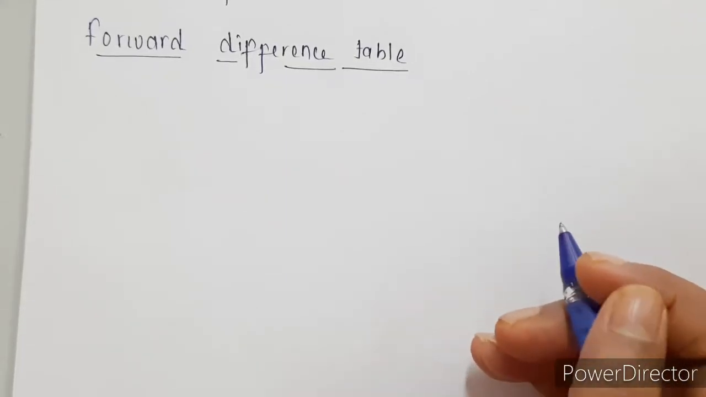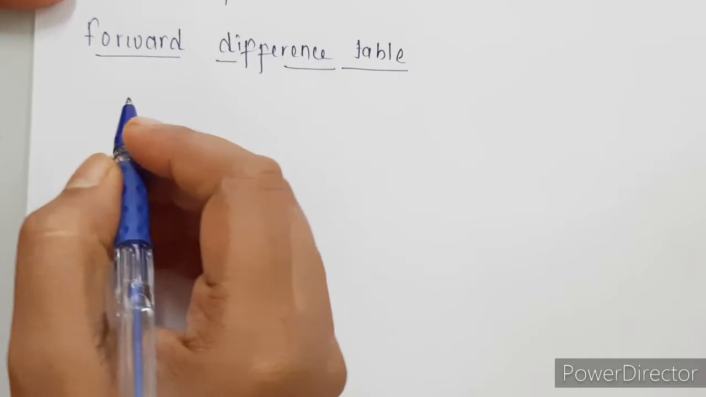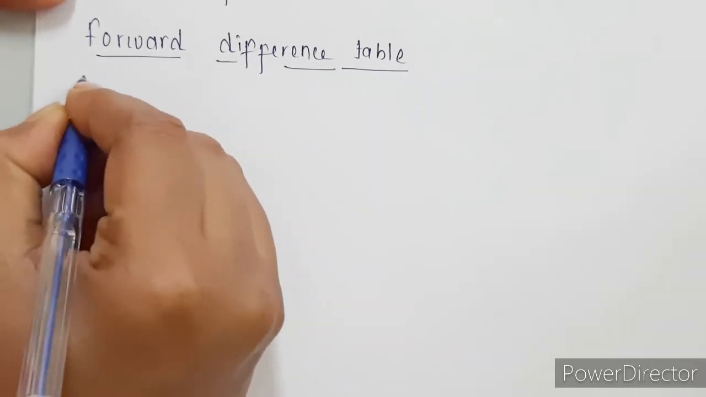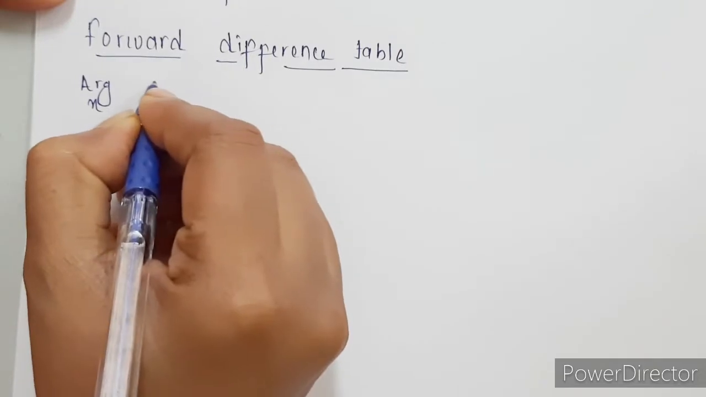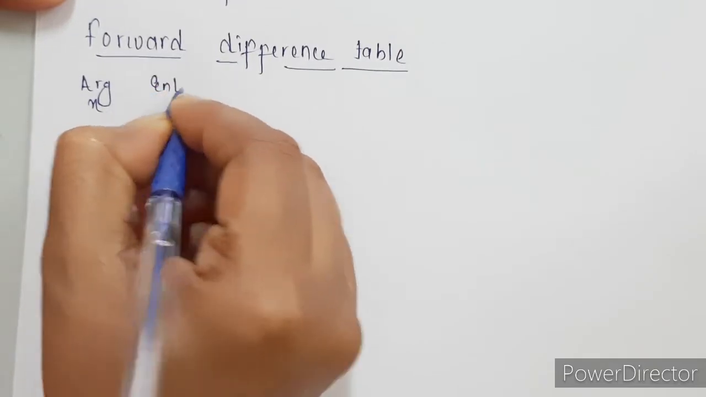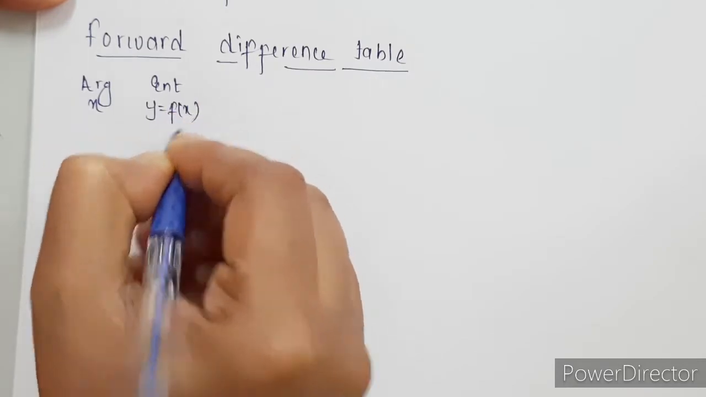Next topic is forward difference table. Now we just have to prepare a table. First thing are arguments, which are the values of x, and then we have entries, which is nothing but values of y or f of x.